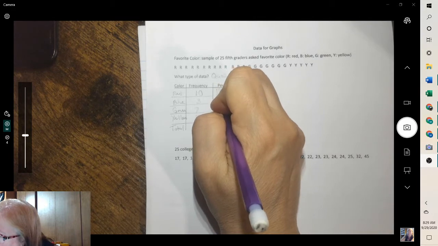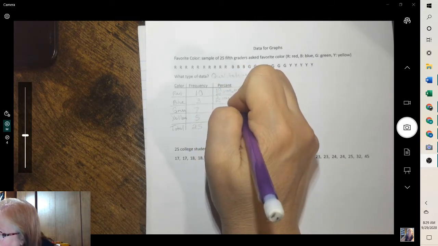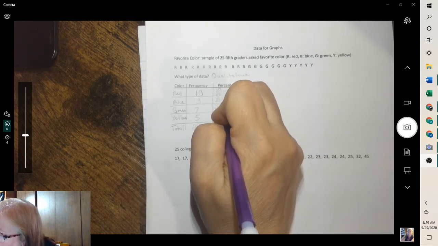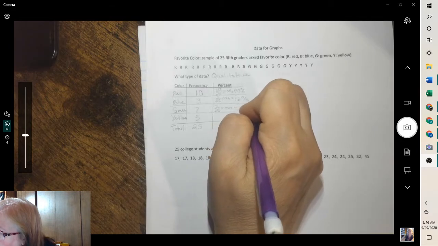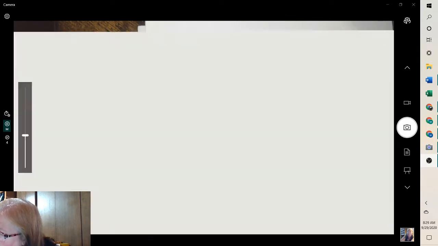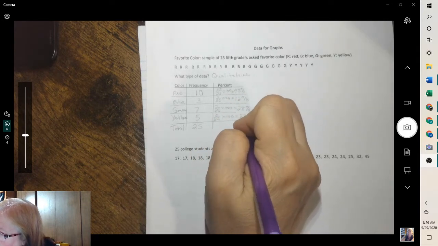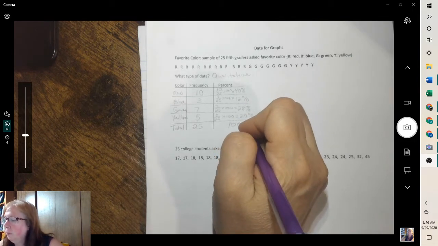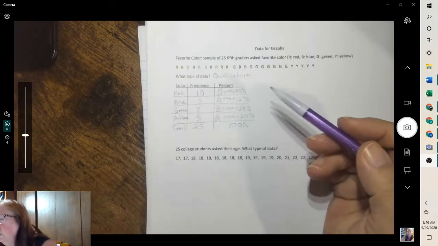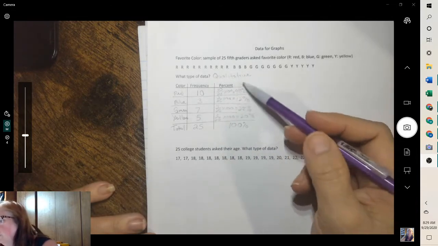Three divided by 25 times 100 is 12%. 7 divided by 25 times 100 is 28%. 5 divided by 25 times 100 is 20%. When you add up your percents, they should come up to 100%. Now, sometimes if you're rounding, they'll be 99.9. So you do want to be careful of that. Or you don't have to be careful of it, but know that the reason it's off is because of the rounding, and that's fine.